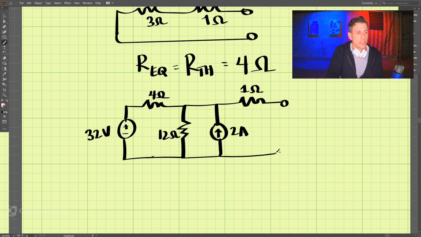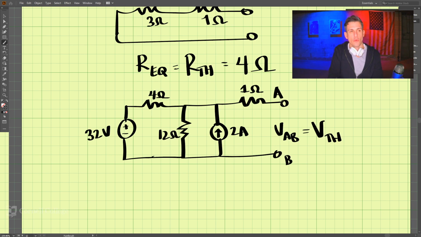And what we are looking for now is the open voltage between A and B. And that is equal to the Thevenin voltage. So we're looking for the voltage here. So how do we solve this? KVL, KCL. For example, if we take the current flowing this way, what is the current flowing in that direction?